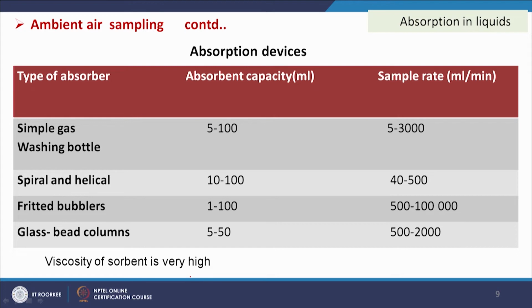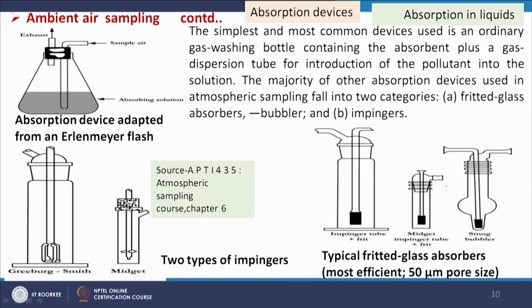Now, here we will see some example types of different absorbers and different absorbent capacity and sample rate. So, a simple gas washing bottle, may be spiral and helical absorber, fritted bubblers or glass bead columns. So, in this case they are having different absorbent capacity and different sample rate. So, some photographs are shown where the absorption in liquids is performed.